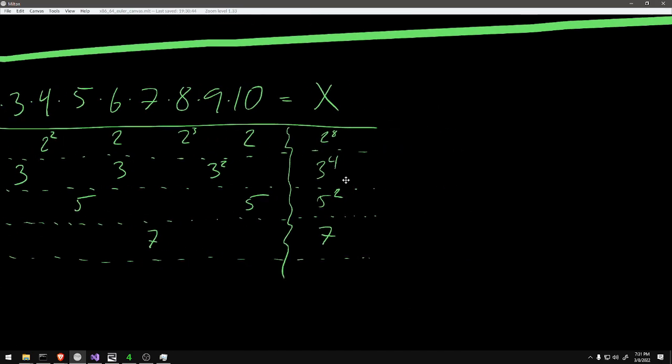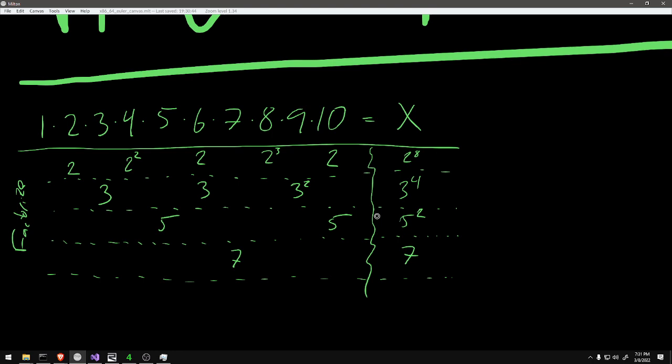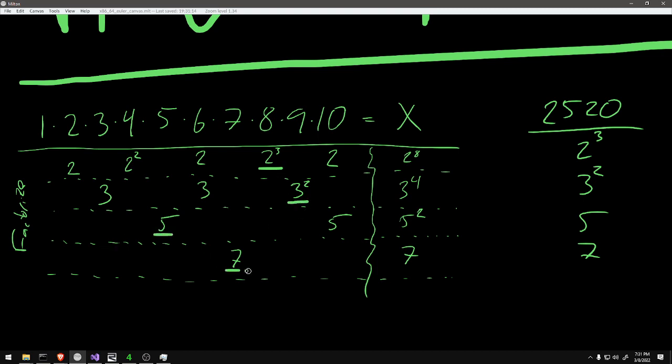So what I actually want is, if you look over here at the number that they gave, 2520, what they're telling us is that there is a 2 cubed in there, there's a 3 squared in there, there's a 5 in there, and there's a 7 in there, right? So it's taking the maximum of each of these primes out of however many times they occur in all of these things, right?